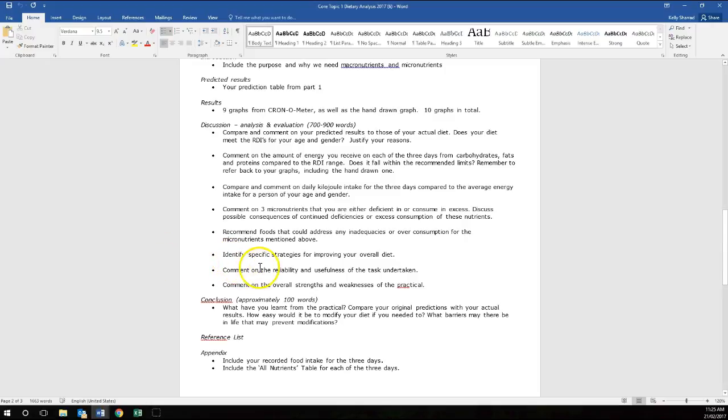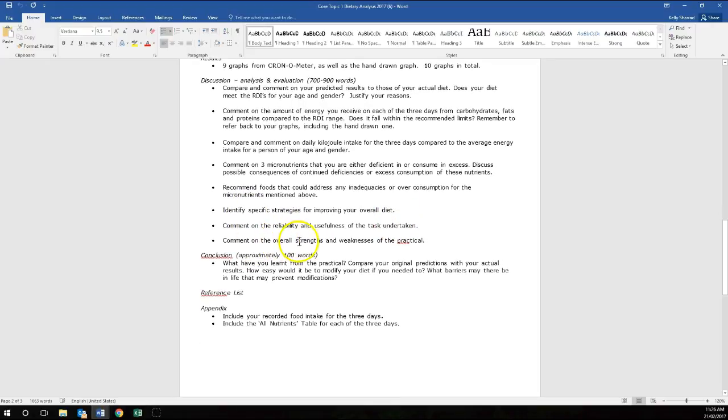You then need to comment on reliability and usefulness of the task undertaken. So was it useful to you to actually look at what you're eating, and has it actually changed the way that you think about what you should and shouldn't be eating? Was it reliable? So, were all the foods that you entered into Chronometer available, or did you have to use another brand because they didn't have that brand available? Because this program is quite new, it should be reliable in terms of the newest technology in working out what's in food. And just, do you think it was reliable?